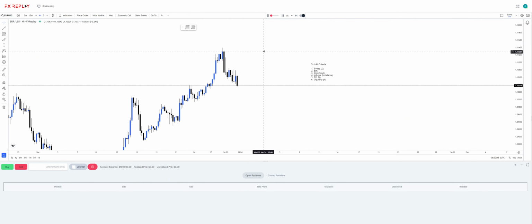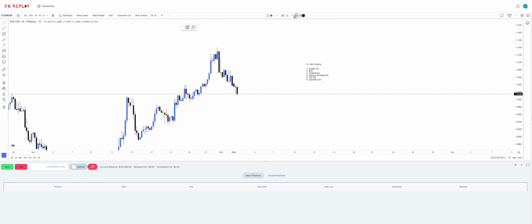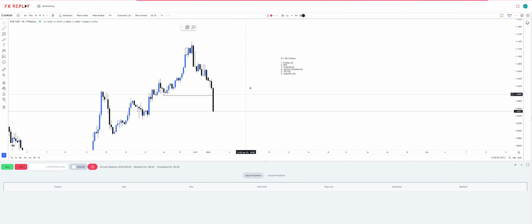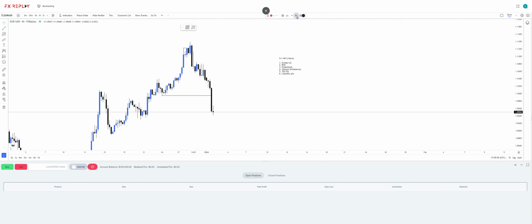So first criteria is we're looking for a break of structure, and was that created by a liquidity sweep? Fast forwarding price, we had this internal break to the downside. Right, break, pullback, break, strong low, pullback, break to the downside. Was this high created after a sweep? Yes, it was.